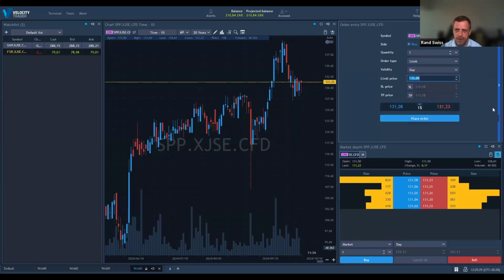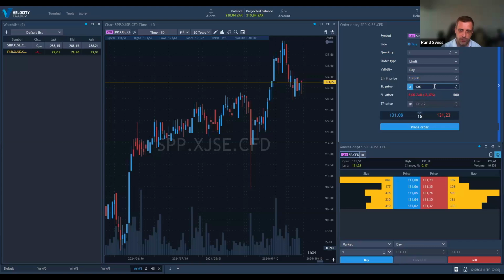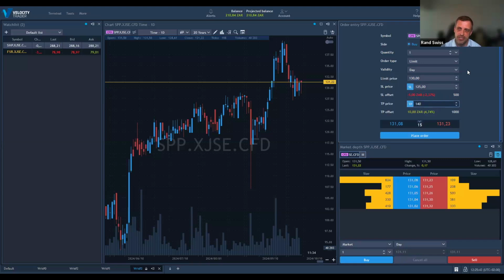Then I put my price, 130. What I can do then is choose to put a stop loss there. When I buy SPAR at 130, I want to put the stop loss at 125, and I want to put my take profit at 140. As you can see, this is now when you're going to start calculating your quantity.